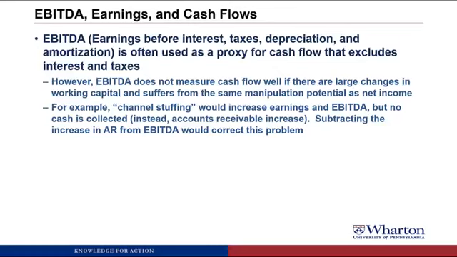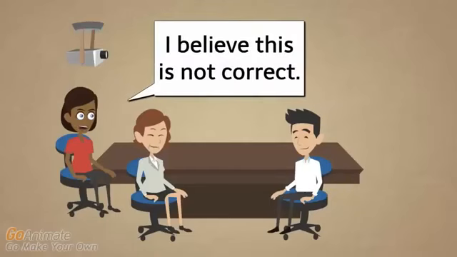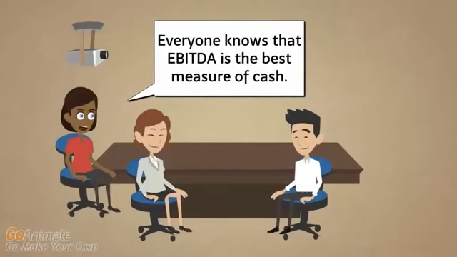Now, if we took EBITDA and adjusted for this increase in accounts receivable, then we would have a good measure of cash flow. And I'm going to talk about this more in the next video. I believe this is not correct. Everyone knows that EBITDA is the best measure of cash. No, I feel pretty strongly that EBITDA is not a good measure of cash flow. Because unless you adjust for these changes in working capital, then EBITDA is just as easy to manipulate as earnings is. What we're going to do in the next video is a case where we'll highlight some of these drawbacks of EBITDA, and I'll show you when it's not a great measure of cash flow.